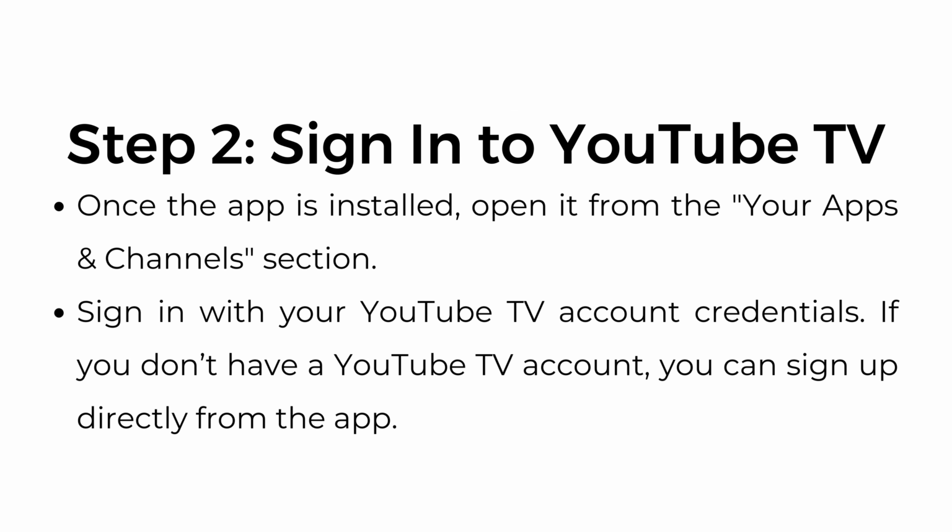Step number 2, sign in to YouTube TV. Once the app is installed, open it from the Your Apps and Channels section. Sign in with your YouTube TV account credentials. If you don't have a YouTube TV account, you can sign up directly from the app.